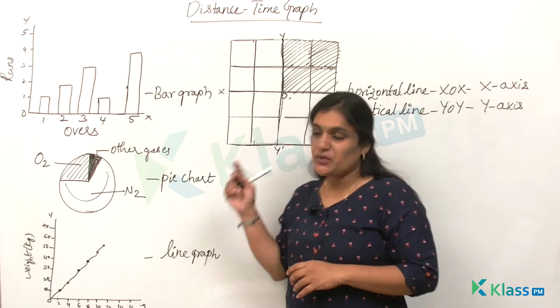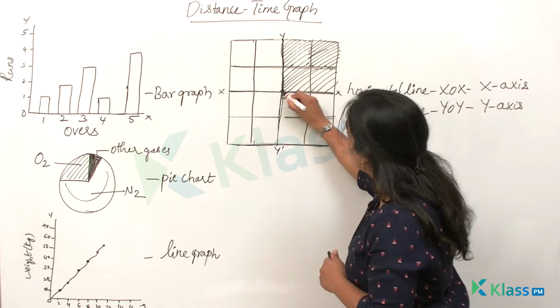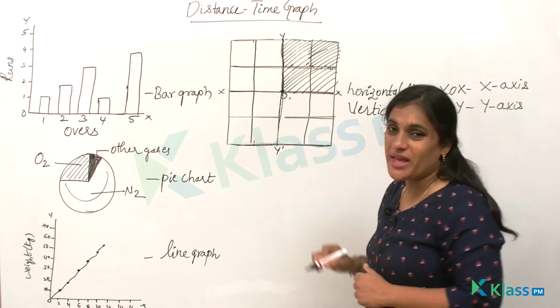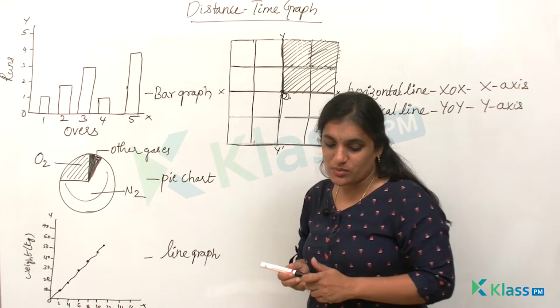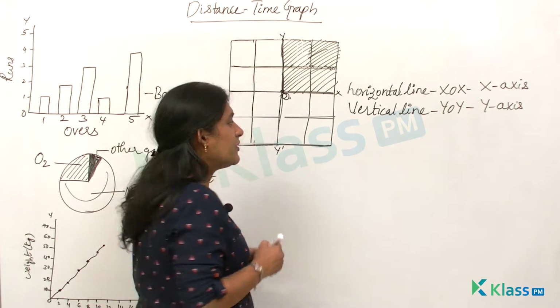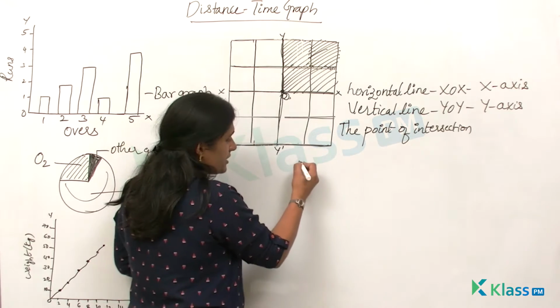Now the point of intersection, you see that this is the point where the X and Y axis meet, and that point is marked as O, which is said to be the origin. The point of intersection. I'm just drawing it here to show it again.